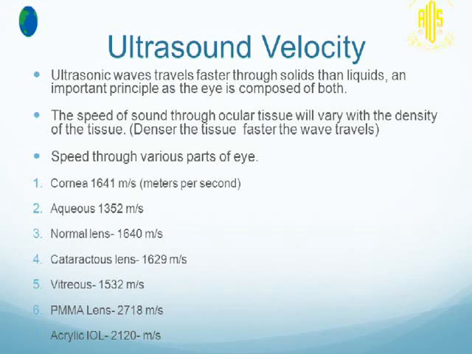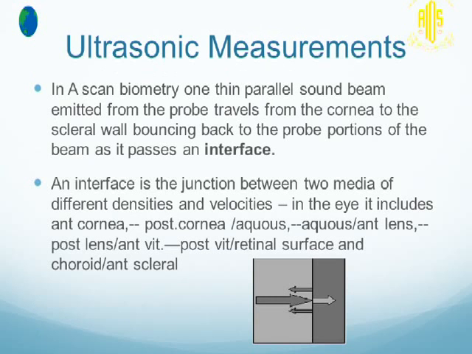Speed through the various portions of the eye, especially the cornea: it travels at the speed of 1641 meters per second. In the aqueous, it drops down to about 1352. As we all know, the aqueous is a little less dense than the cornea, and it jumps back to about 1640 in the lens, and when it comes to the vitreous, it comes back to 1532.